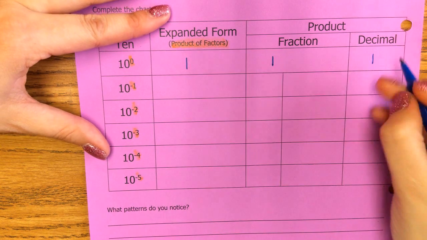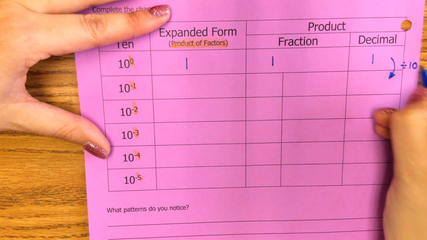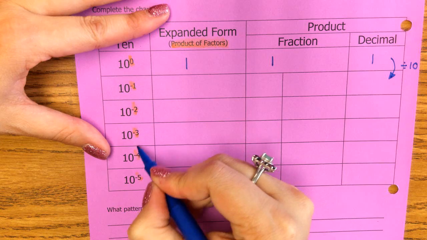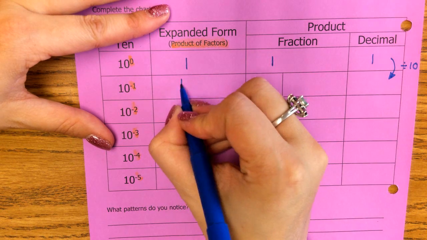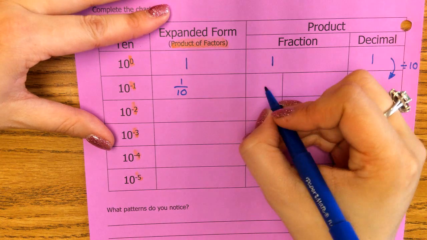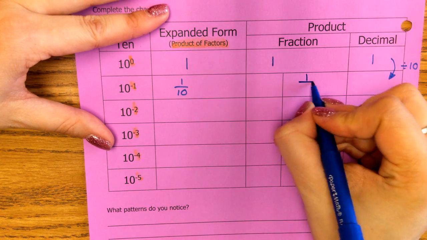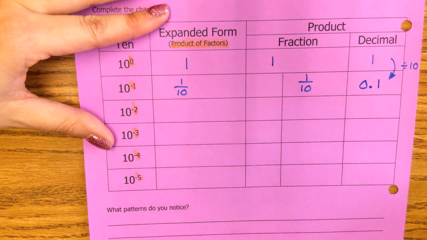Now again, we're dividing by 10 each time, same pattern, as my exponents get smaller and smaller. So 1 divided by 10, 1/10. My fraction here is 1/10, and my decimal is 0.1.